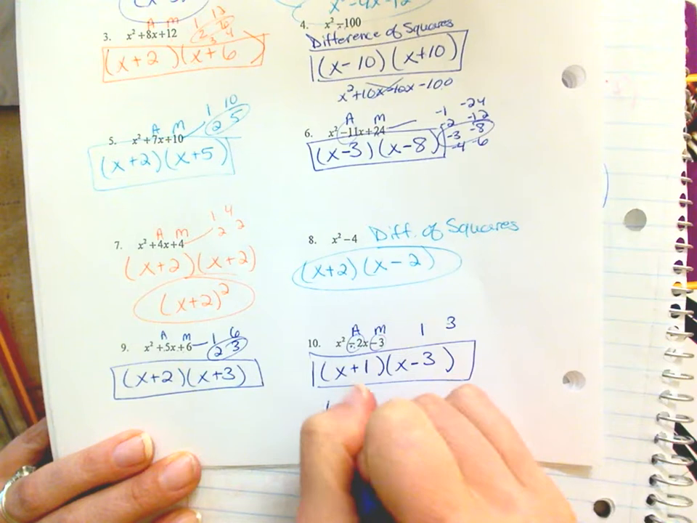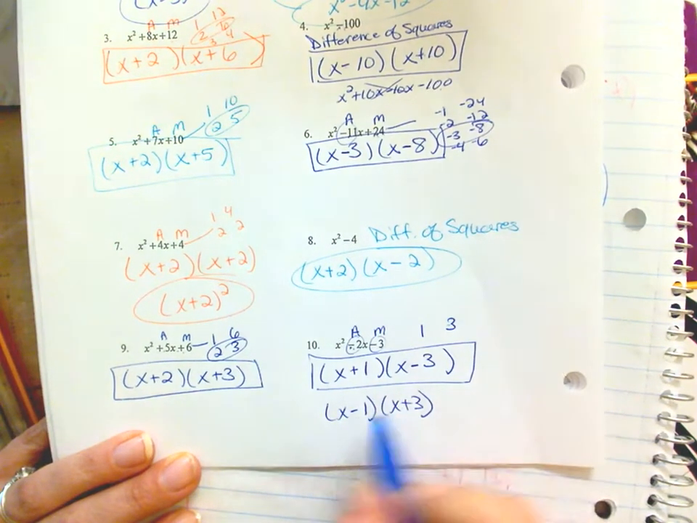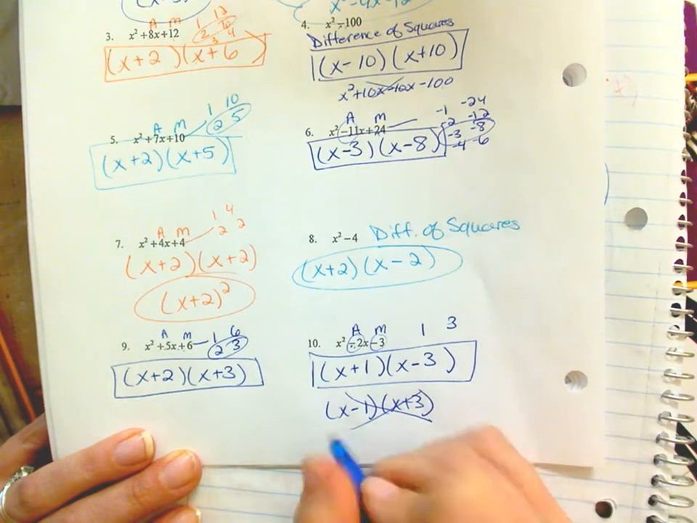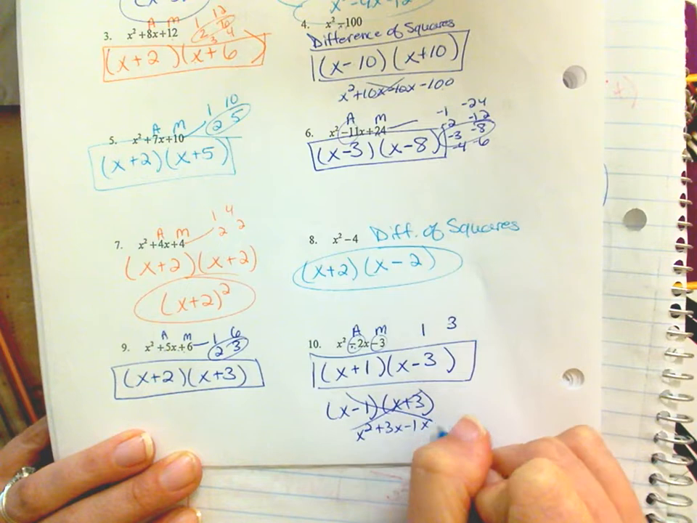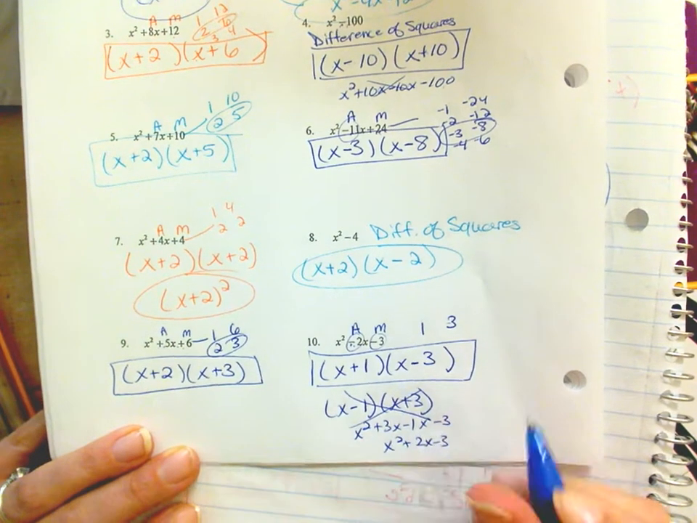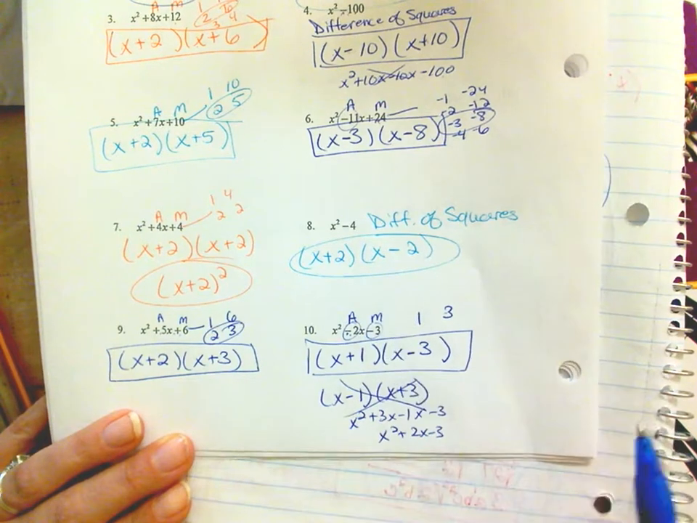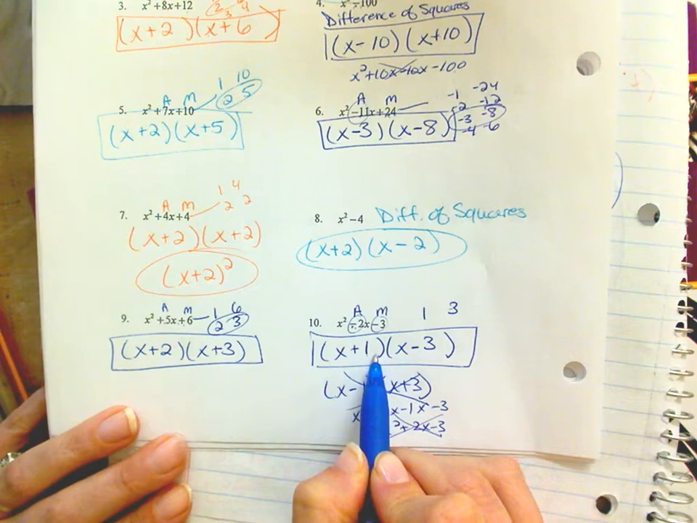If you were to switch this around, that is no good. If you FOIL that, you get x squared plus 3x minus 1x minus 3. That'll give you x squared plus 2x minus 3. And we want a -2. So that doesn't work. If you FOIL this one, it will indeed work.